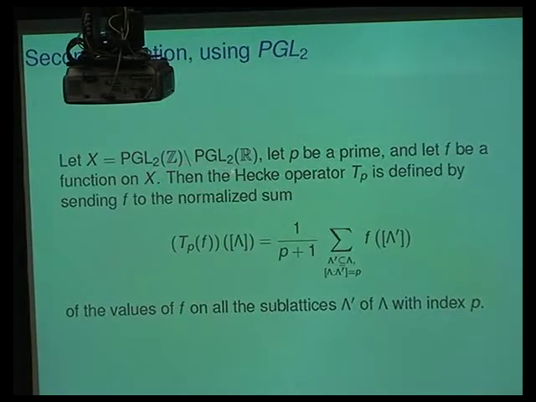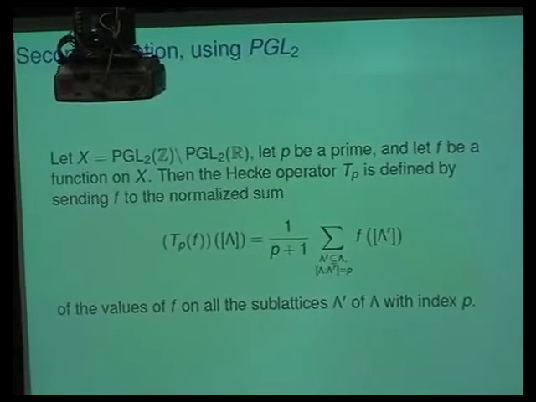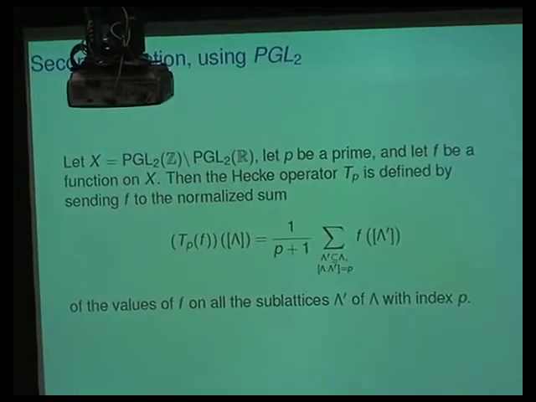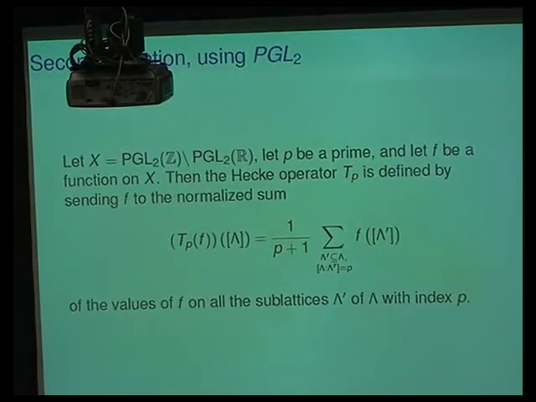Yesterday we discussed that that's still the unit tangent bundle of the modular surface. We take a prime, and then we take a lattice, and we attach to this lattice all index P subgroups of the lattice. Then we take their homothetic equivalence classes and evaluate the function at those points. And we either average or use some other normalization, and we get a new function which is Tp of f evaluated at the original lattice. That's the definition of the Hecke operator.